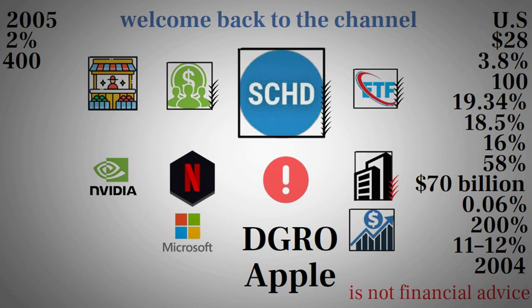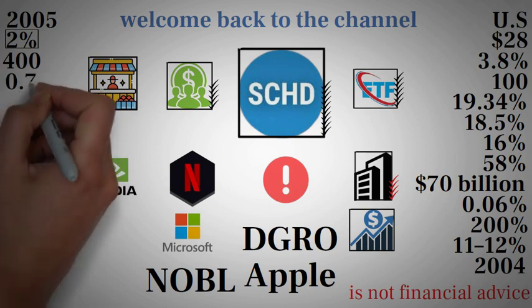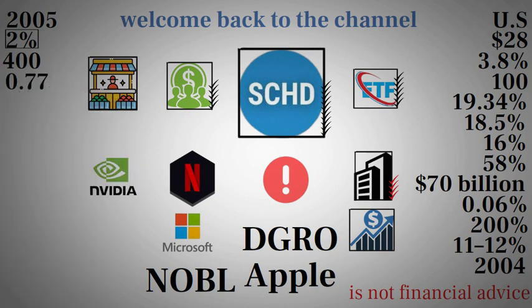Second, we have the ProShares S&P 500 Dividend Aristocrats ETF, NOBL. This fund targets companies that have increased their dividends for at least 25 consecutive years. NOBL offers slightly over a 2% dividend yield and maintains a beta of 0.77, indicating moderate stability. Its expense ratio is slightly higher at 0.35%, but it still provides excellent diversification, with no single stock comprising more than 2% of the portfolio.